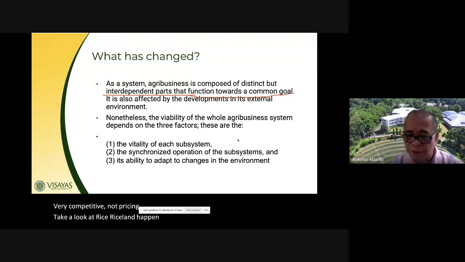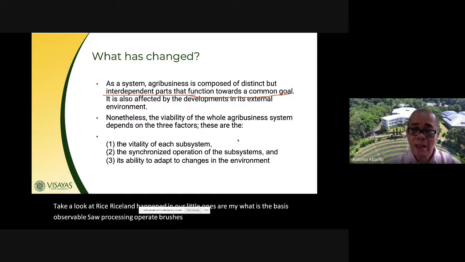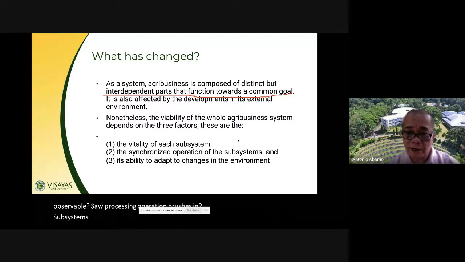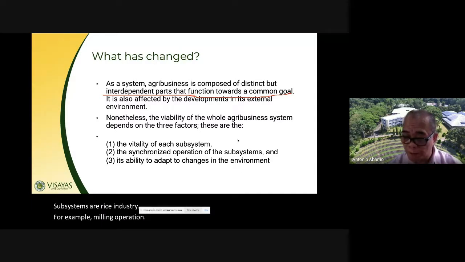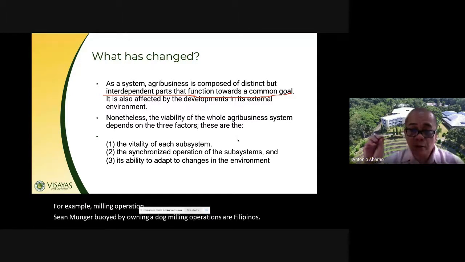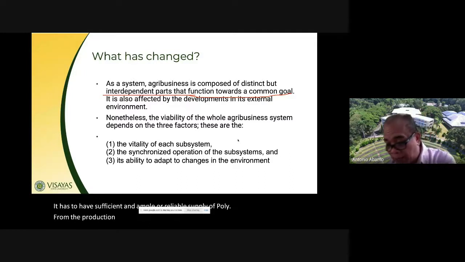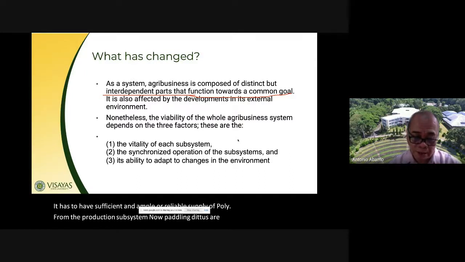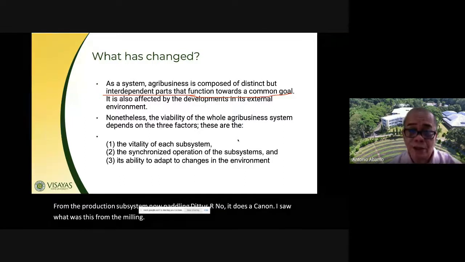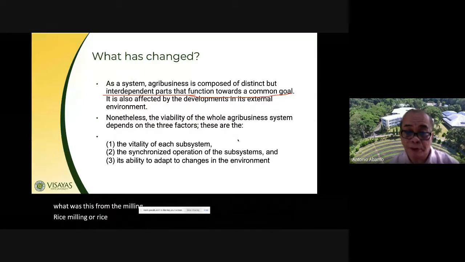Unsa may, what is the basis of survival sa processing subsystem sa rice industry? For example, milling operation. Kung saan man nga mabuhi, maayo ning atong milling operation sa Pilipinas, it has to have sufficient and ample or reliable supply of palay from the production subsystem na ipagaling dito sa rice milling or rice processing subsystem.